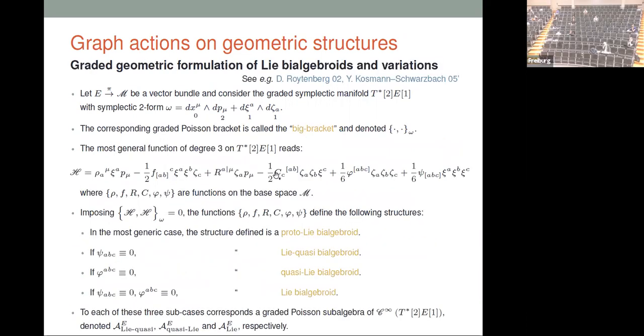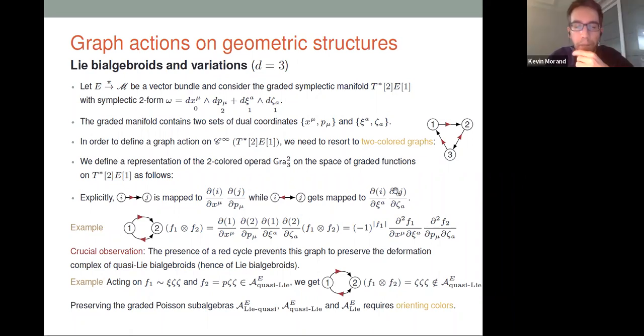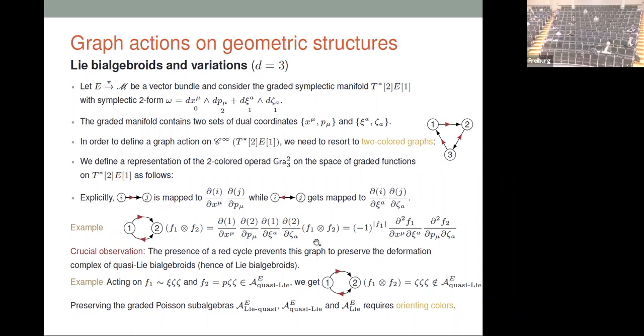I think that I understand it. Just as a remark, I can tell you that for this degree two manifold, the fact that it's symplectic means the degree one coordinates already determine everything. The degree zero and two coordinates can be obtained just by looking at the degree one coordinates and the symplectic structure. We can talk later about that.